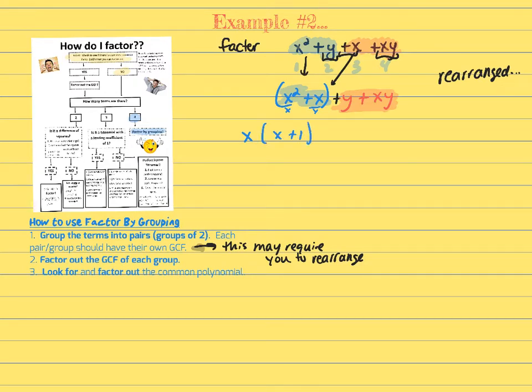I'm going to go look at the second group. I'm going to say, what is their GCF? Well, their GCF is a y. And notice what I mean by that. That's a positive y. So I'm going to go ahead and put a plus sign there. So if I factored out the y, what would I be left with? I'd be left with 1 plus x.